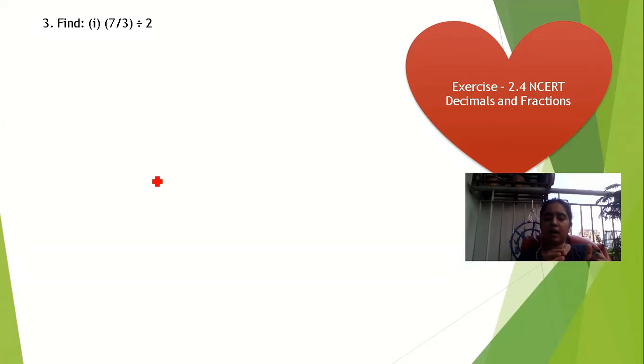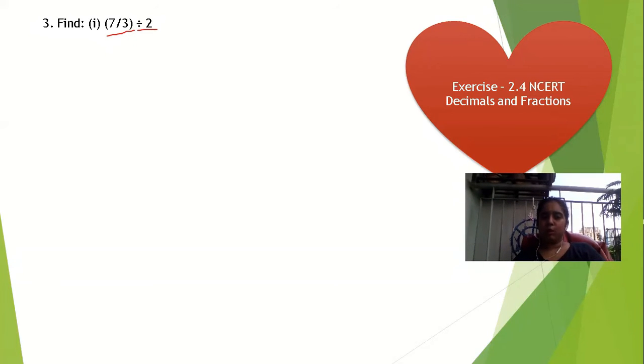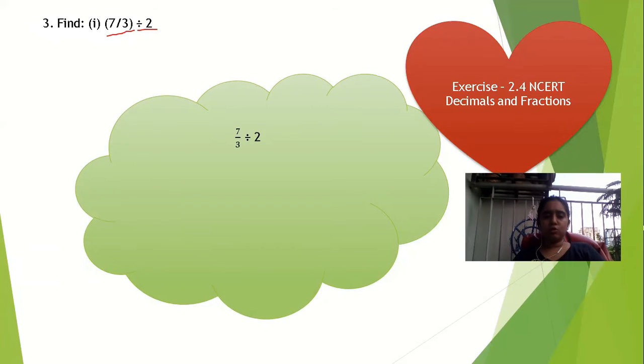So let's start this video, and in this we have to divide 7 upon 3 by 2. So how will we do this? We will convert 2 as 2 upon 1. Because I have told you in my previous video also that the 1 in the denominator has no effect on the question, because when you solve 2 upon 1 you will get the answer 2.